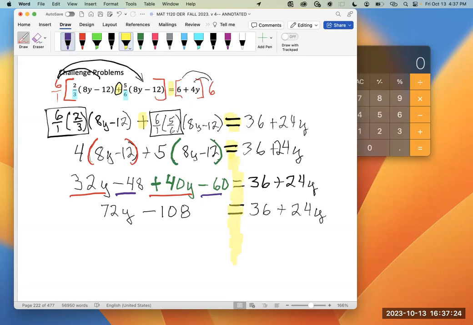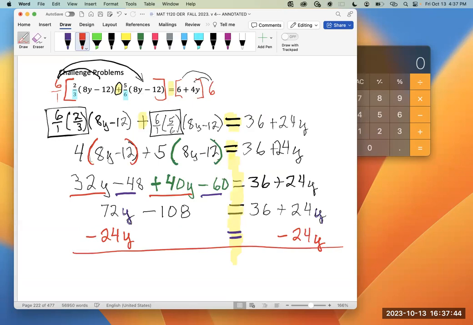Now do whatever you want to both sides. I have 72y on the left. I have 24y on the right. I like my variables to be positive, so I choose to subtract 24y. You could subtract 72y from both sides. That's fine. Now, here's a shortcut.